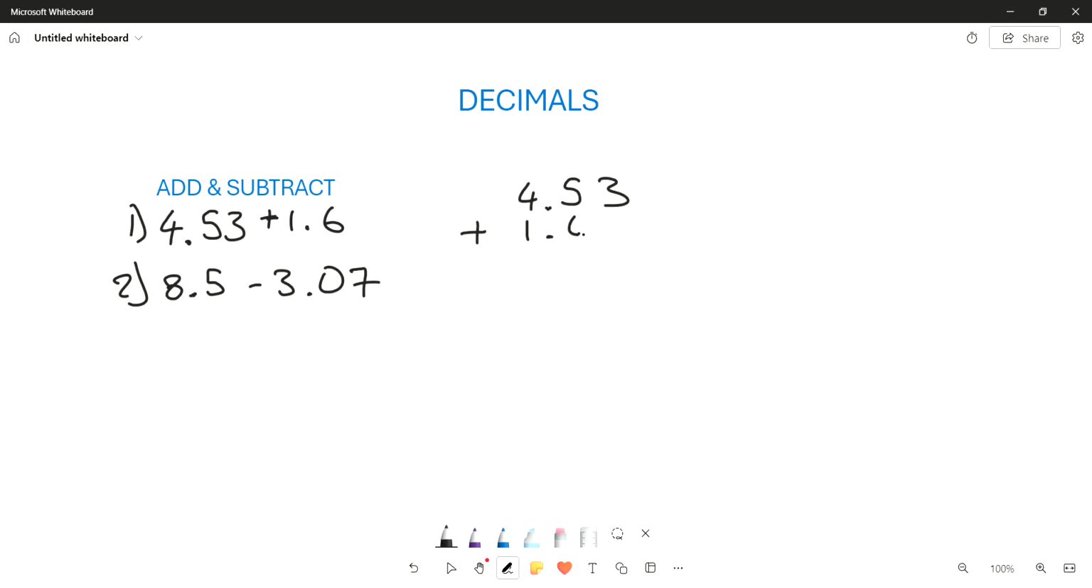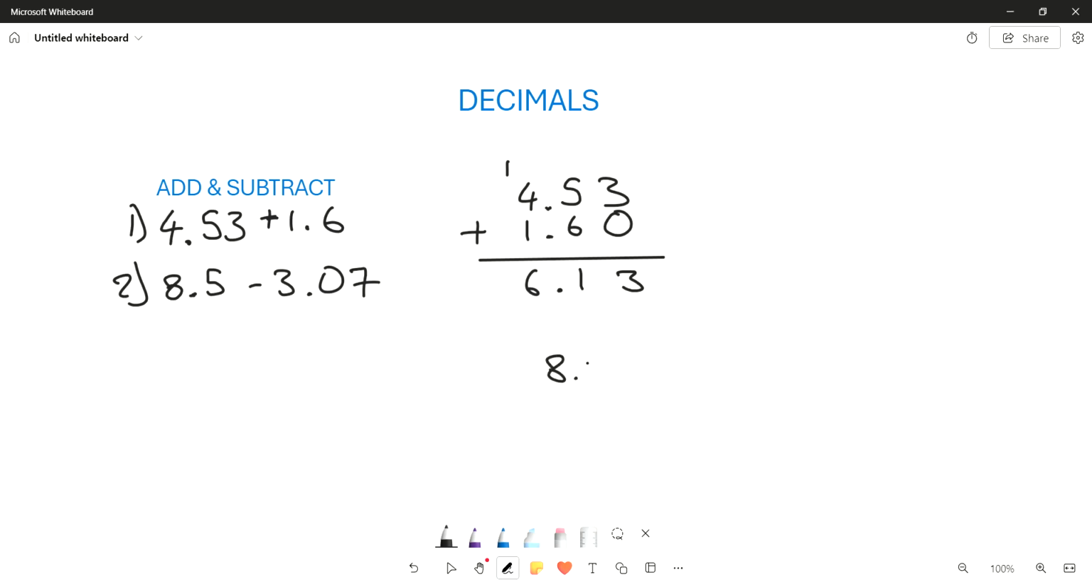And as you can see here, we've made sure the decimal point is aligned, and then we're just going to add a 0 here to make everything look neat. Now we're going to carry out the addition. 3 plus 0 is 3, 5 plus 6 is 11, carry the 1, 4 plus 1 is 5, add the 1 is 6.